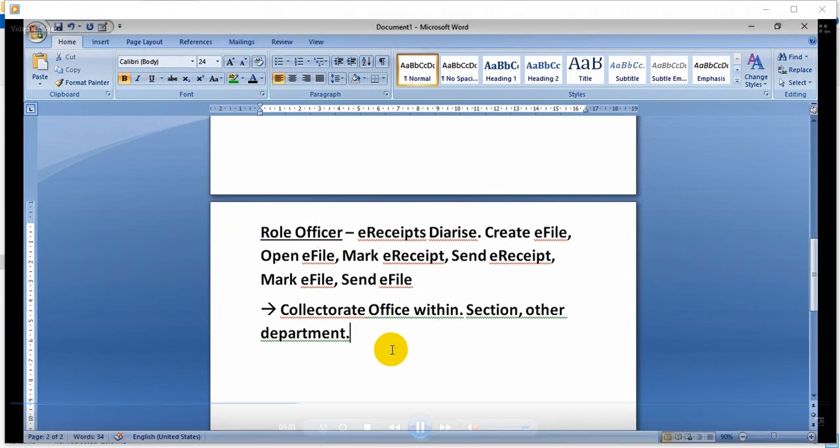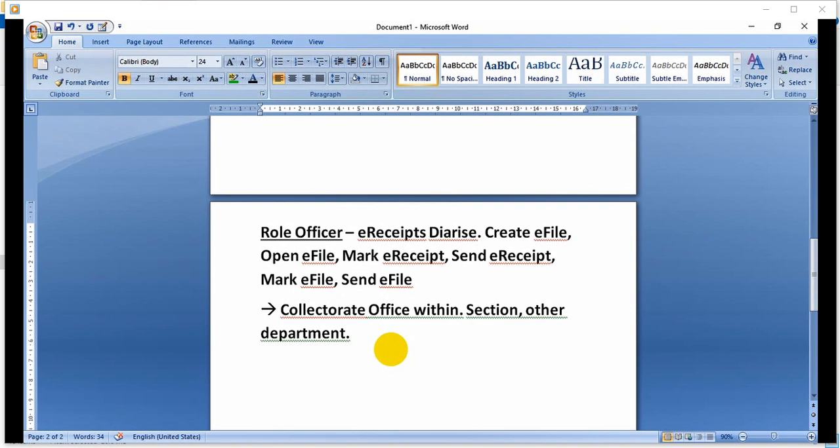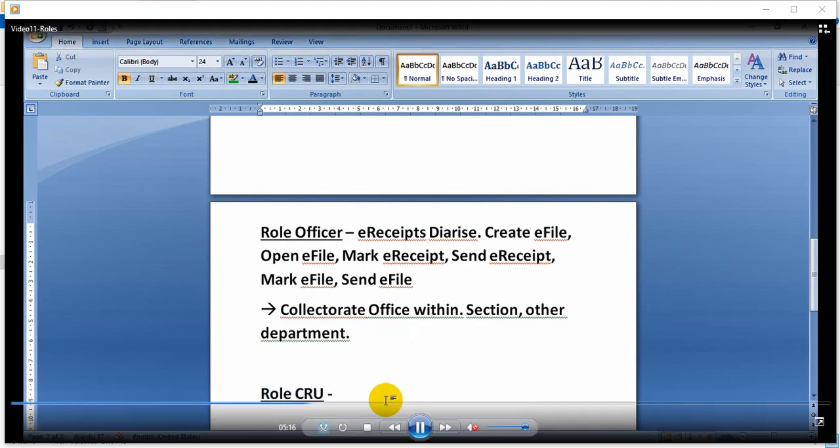So we discussed role officer. It may happen that offices are outside collectorate. Now the second role I'm taking as role CRU. Okay. Now what is role CRU?